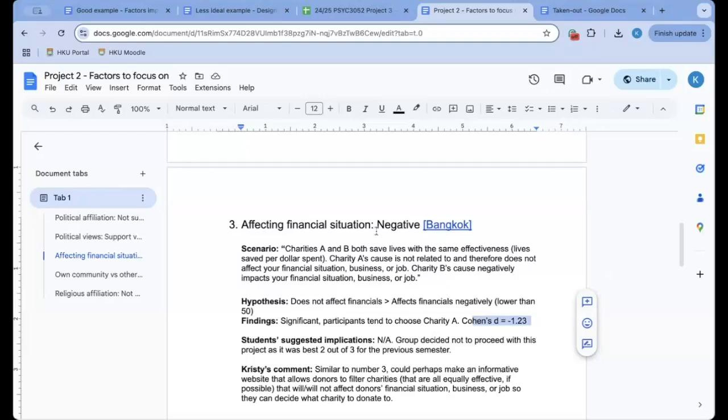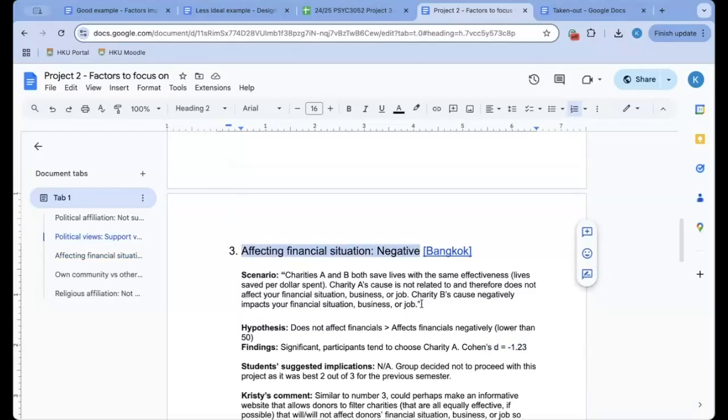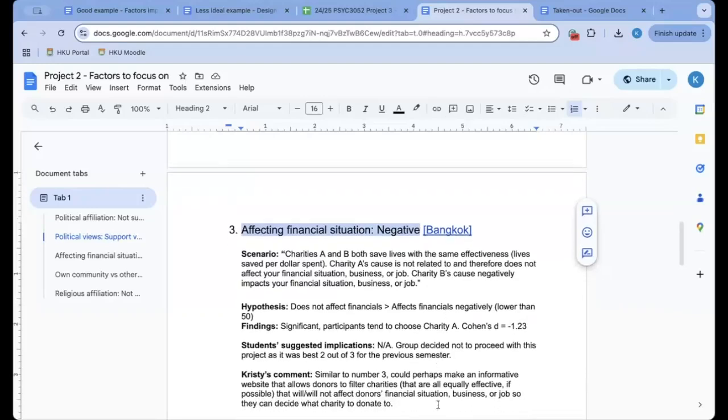Again, when looking at this type of factor, consider how you could actually inform the effective altruism community. In my point of view, similar to the one above, it would be making a website that allows donors to filter charities by perhaps their financial situation, their business, or job, and decide whether or not to donate to the charity based on that filter.